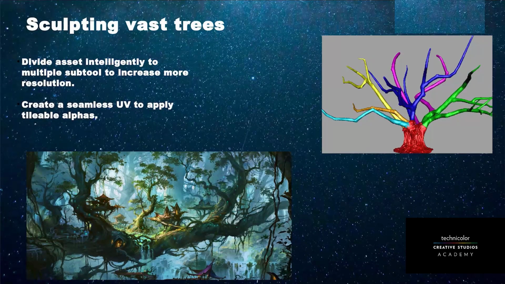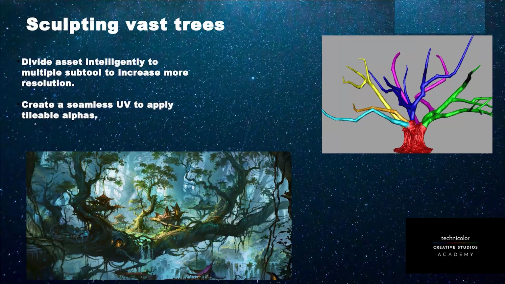Sculpting based trees. So divide the asset intelligently into multiple subtools to increase the resolution, to create a seamless UV, to apply tile level alphas. Here you can see the branches are color coded, because there is one trunk and four variations of branches. We do this because we need more resolution; all together we cannot subdivide, or ZBrush can't handle it. So for a better resolution, we divided it into multiple subtools, so we can get a better result.